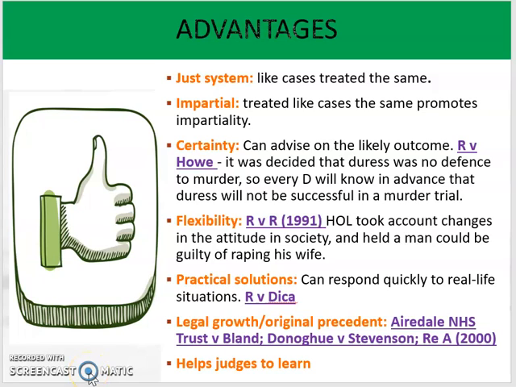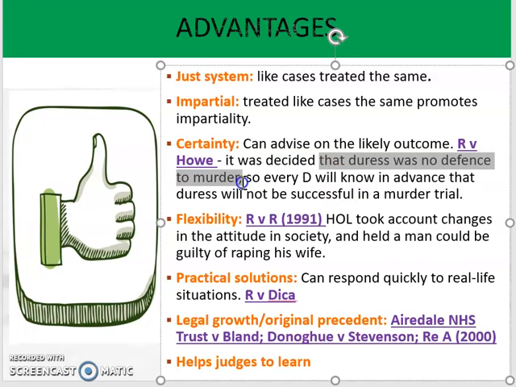Another major advantage of precedent, which we've mentioned before, is certainty. If you are following a binding precedent from a previous case, it means that lawyers are able to advise their clients accurately because we can predict what an outcome will be based on the case that's been decided previously. So when we were looking at ratio decidendi, we talked about the case of R and Howe. And we looked at that case in criminal law, and the ratio decidendi in the case of Howe was that duress is no defence to murder. So that was our ratio.